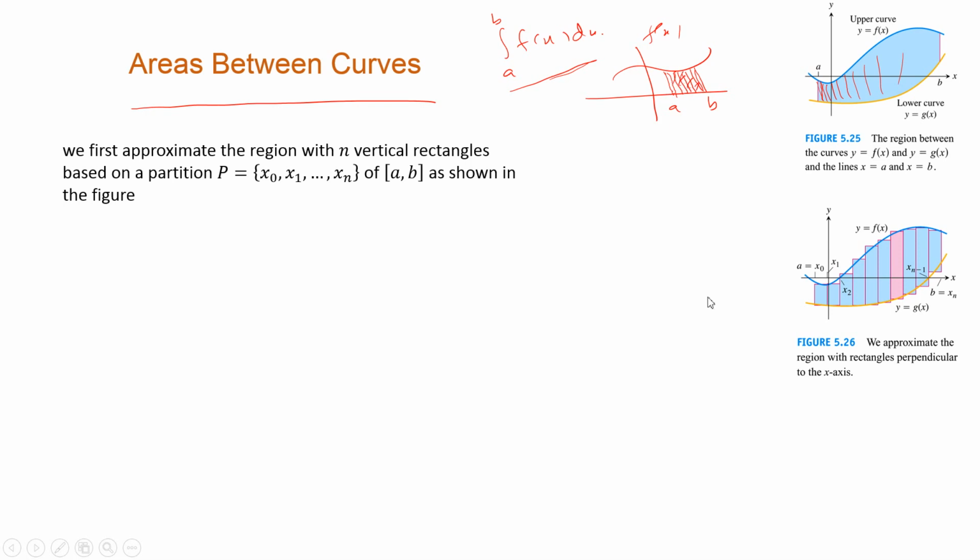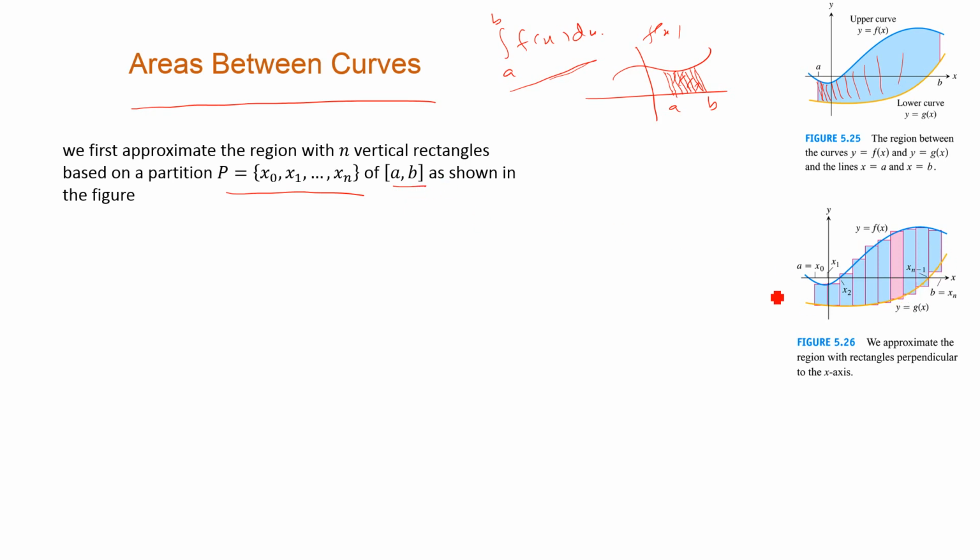Okay, so let's subdivide the whole area into smaller regions, that is, the interval AB, into subintervals x0, x1, x1, x2, and so on. That is, we have a partition. So let's first do the partition of the interval AB: x0, x1, x2, xn, and this is shown in this figure.